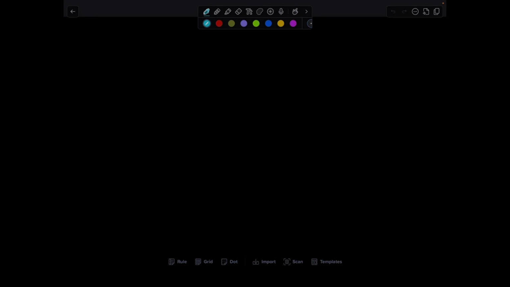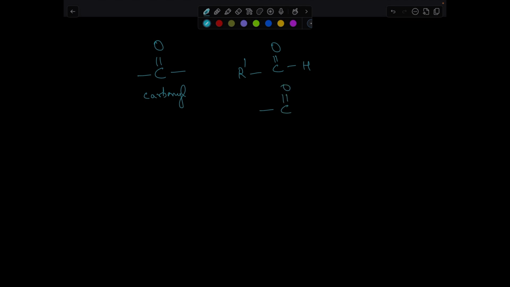In this video, we are going to see if a given carbonyl compound will react with Benedict's reagent. Now, carbonyl compounds are those that have a C double bond O. These can be aldehydes, in which a hydrogen is attached to the carbonyl carbon, or they could be ketones, in which the carbonyl group is attached to two other carbons or two other groups.